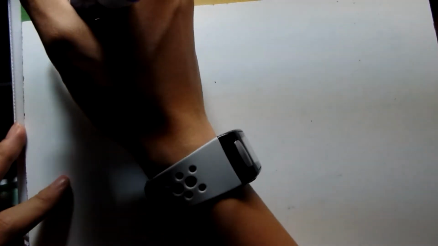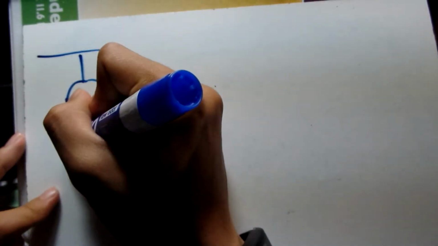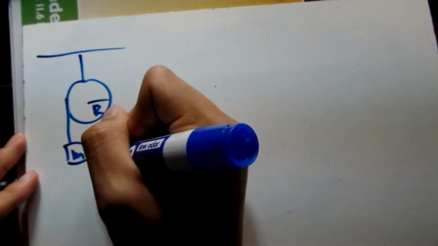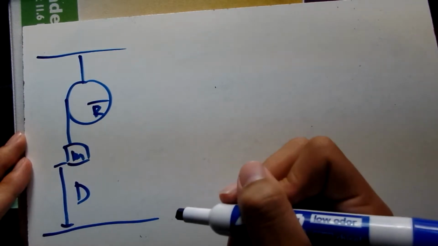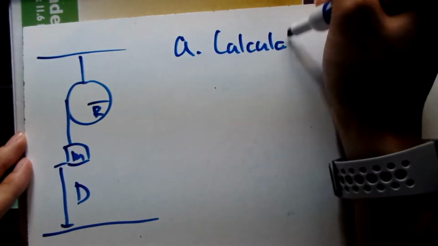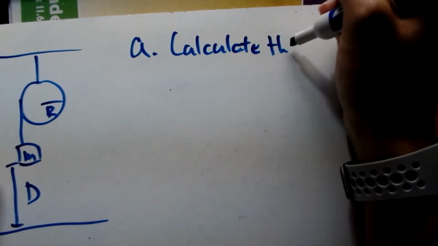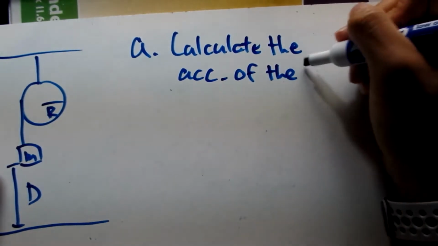The question has a diagram. The diagram includes a disk with a radius r, with a mass m on the end of it, and the mass falls down a distance d to the ground. The first question is: calculate the acceleration of the block.